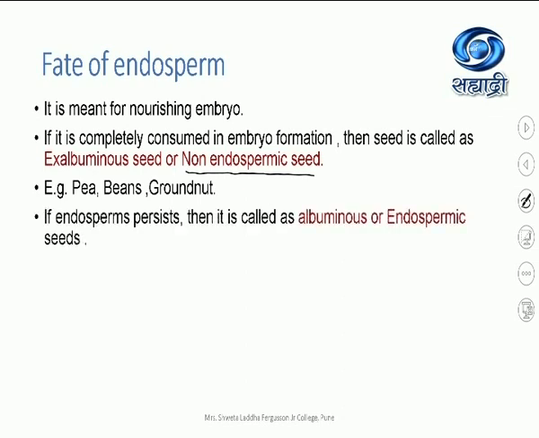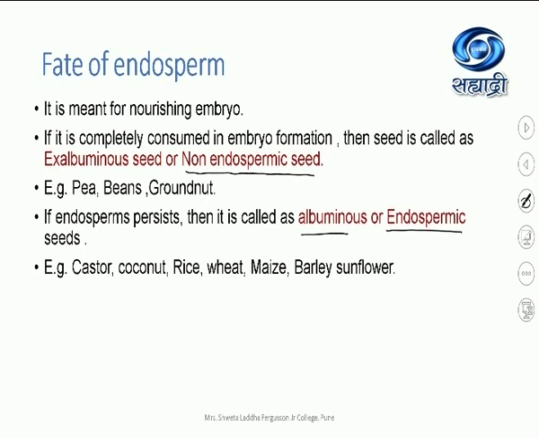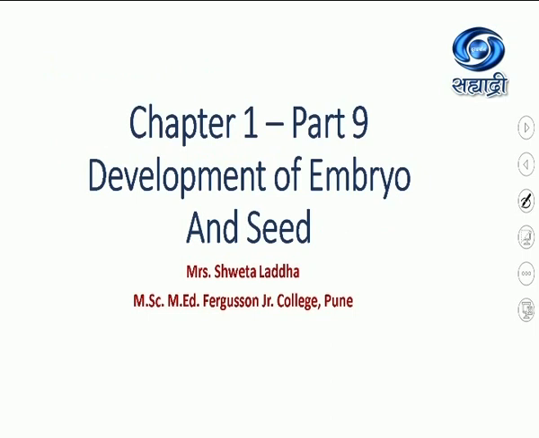If the endosperm persists, if it is still there after the formation of the seed also, then we call such seeds albuminous seeds or endospermic seeds. Examples: castor, arundi, coconut, rice, wheat, maize, barley, sunflower. These are the examples of albuminous or endospermic seeds.